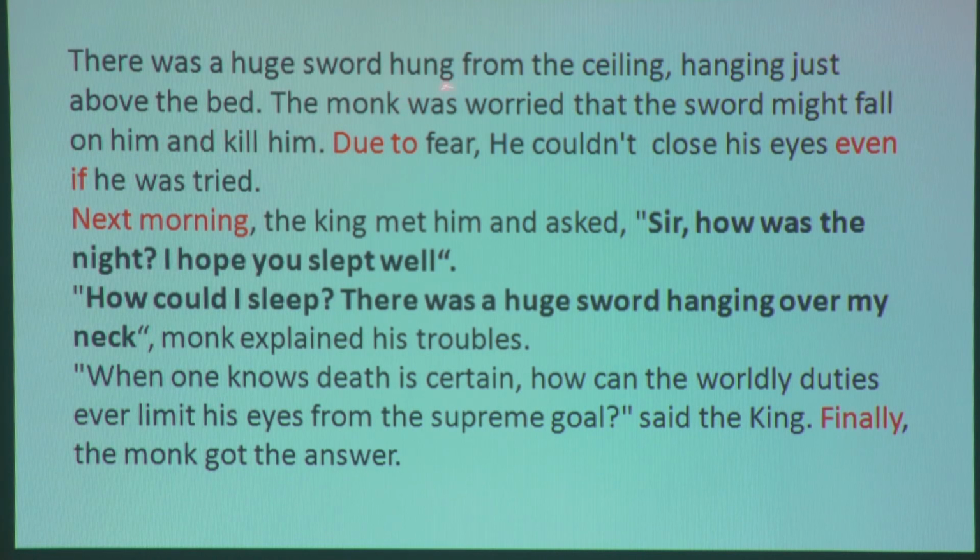There was a huge sword hung from the ceiling, hanging just above the bed. The monk was worried that the sword might fall on him and kill him. Due to fear, he couldn't close his eyes even though he was tired. Next morning, the king met him and asked, "Sir, how was the night? I hope you slept well." "How could I sleep? There was a huge sword hanging over my neck." The monk explained his troubles. Then the king said, "When one knows death is certain, how can the worldly duties ever limit his eyes from the supreme goal?" Finally, the monk got the answer.